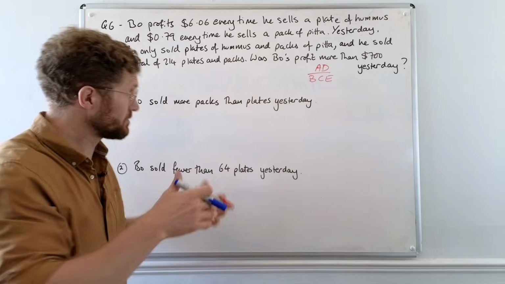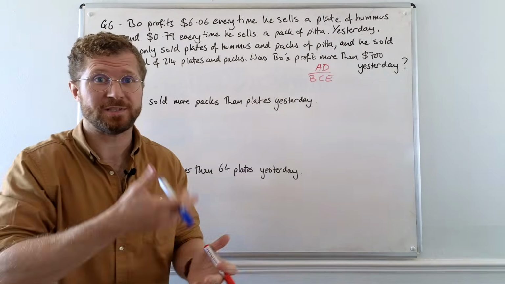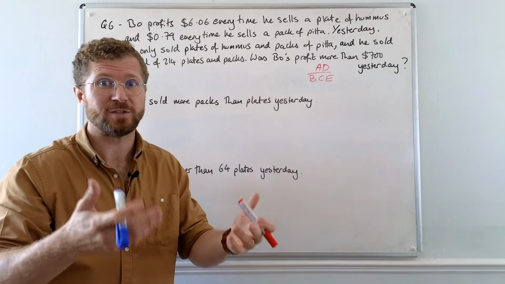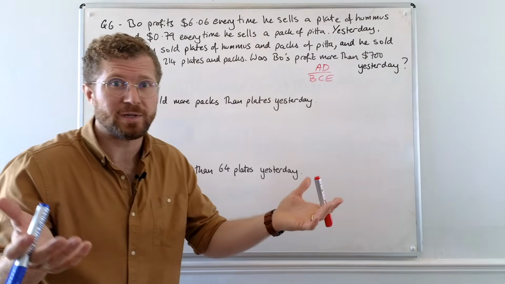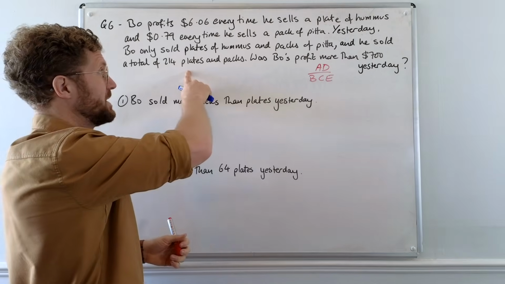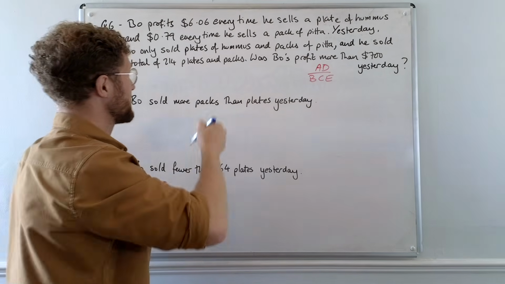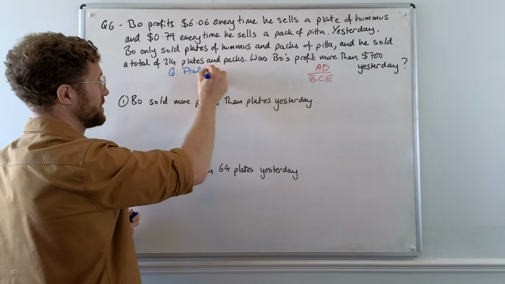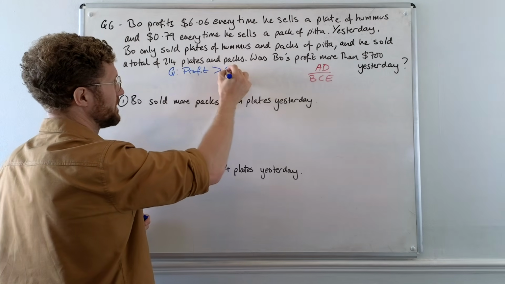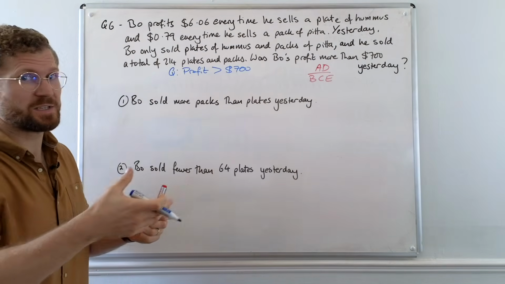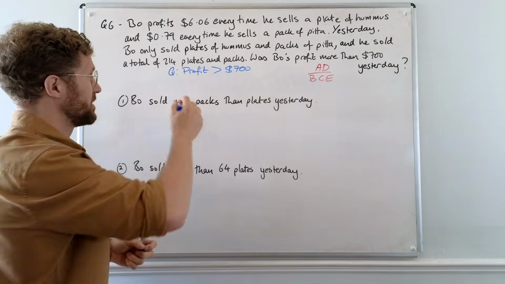So situation is Bo's selling food. He's selling plates of hummus, he's selling packs of pita, and he makes a different amount of profit for each one. We get told that these are the only things he sold, and there's a total 214 plates of hummus and packs of pita. And the question we're trying to figure out, can we tell whether Bo's profit was greater than $700 yesterday?